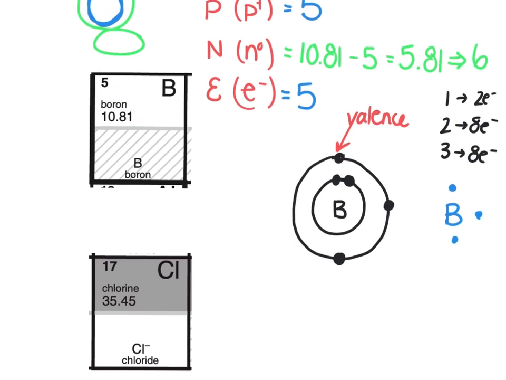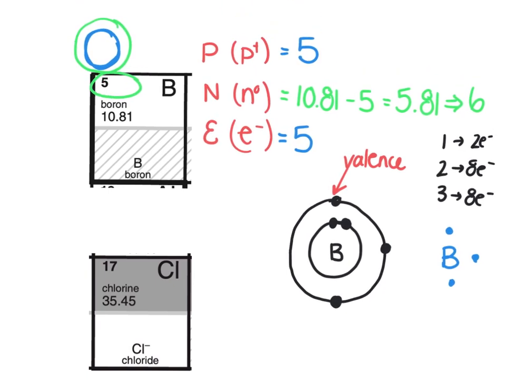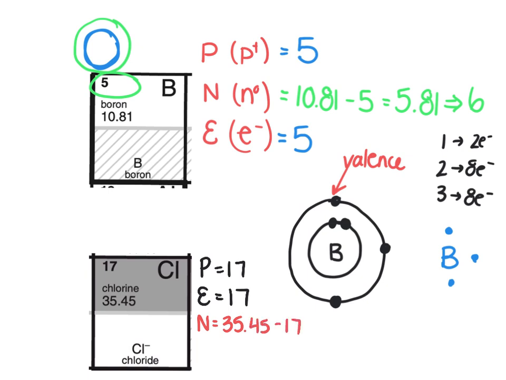All right, now, if we are looking at chlorine, chlorine has 17 protons. It's going to also have 17 electrons because they're always equal. And to calculate the number of neutrons, we're going to take 35.45, our atomic mass, and subtract the number of protons. This is going to give us, if my math is good today, 18.45, which we round down to 18 neutrons.